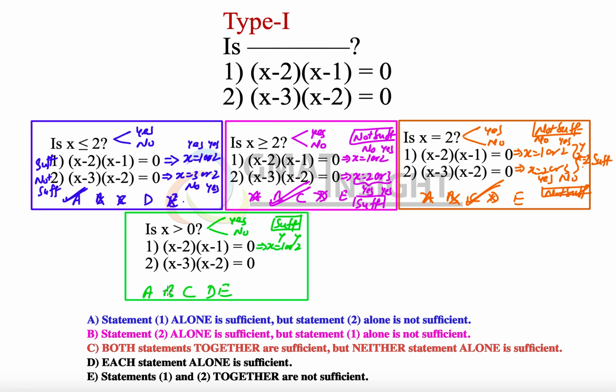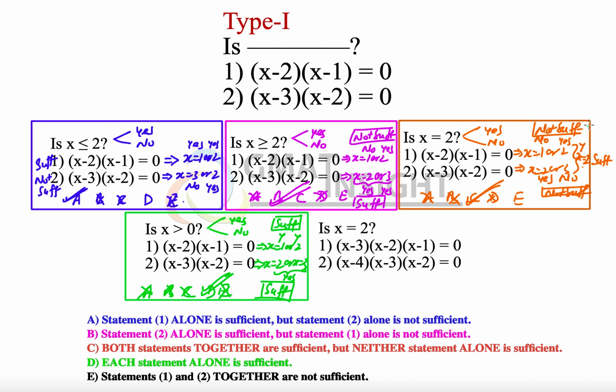The moment we say it's sufficient, B, C, E options can be ruled out. Now A and D are live. Either the first statement alone has to be sufficient only, or each statement alone has to be sufficient. Now we check the second statement, which says that x can either be 2 or x can be 3. Now, irrespective of what value of x is chosen out of these two, because each value is greater than 0, the answer to the question is definitely yes. A consistent answer means this statement alone is sufficient, and therefore the answer to the question becomes option D, and A option is out. Now, this is a question which has the correct option as option D.